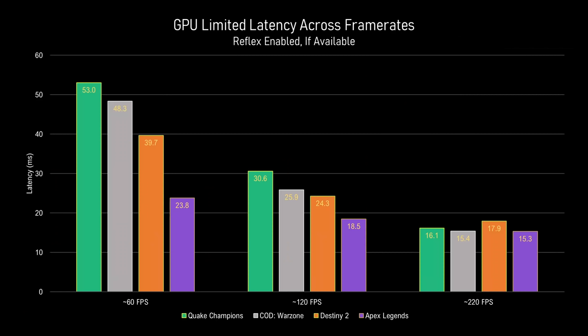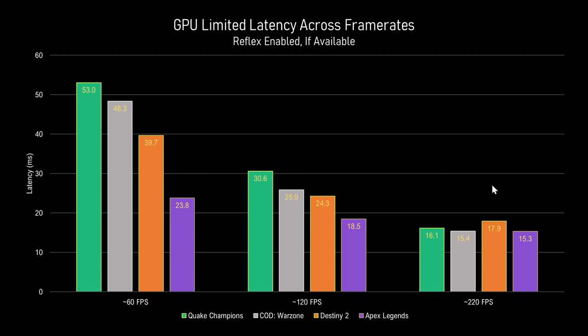Okay, let's now compare the four games tested so far, all running GPU limited. The frame rates here are approximate. For instance, Quake Champions is at 65 FPS instead of 60, and Apex is at 70, but this should give a general picture of how these games handle GPU-limited scenarios. ULLM wasn't enabled for Quake Champions.